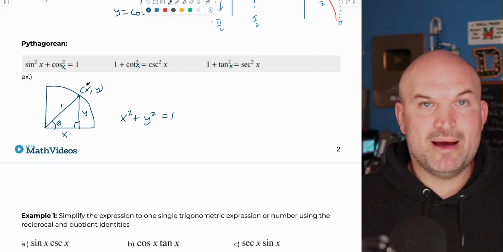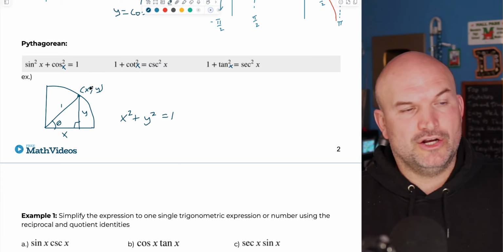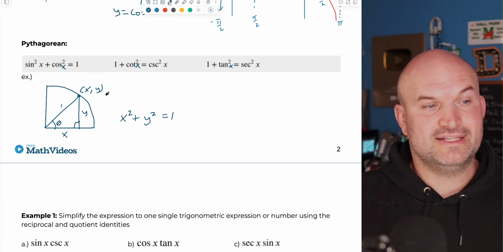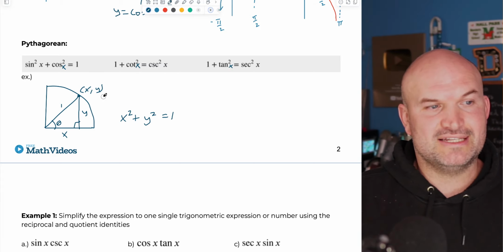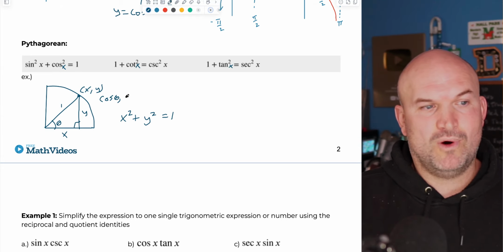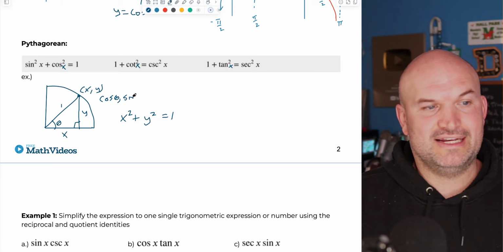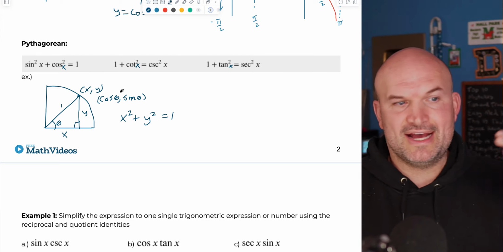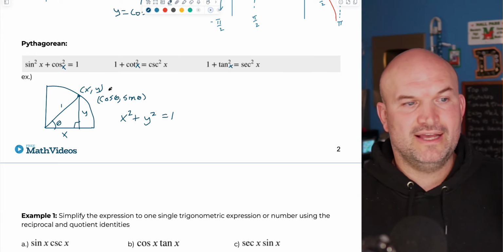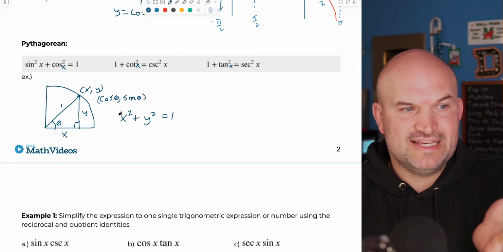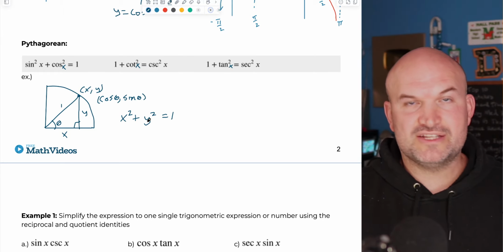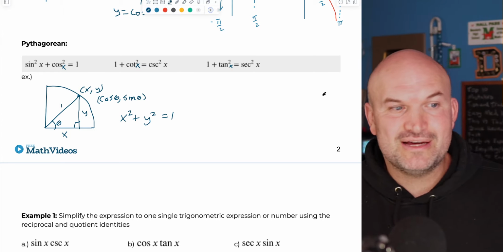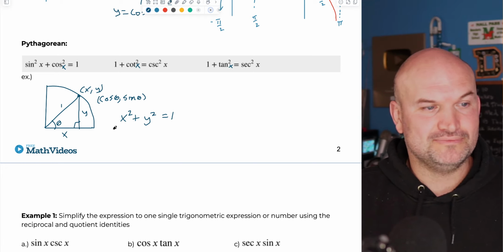So the important thing to remember is going back to our understanding of x and y with cosine and sine. Remember that x is the same thing as the cosine of theta, right? We already made that substitution. And y is the same thing as the sine of theta. So by using our understanding of coordinate points on the unit circle, x, y, as cosine of theta, sine of theta, if we now replace this x with the cosine of theta and this y with the sine of theta, ladies and gentlemen, we now have the Pythagorean identity.